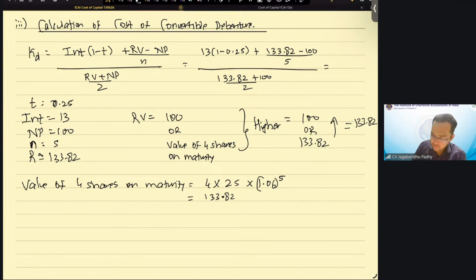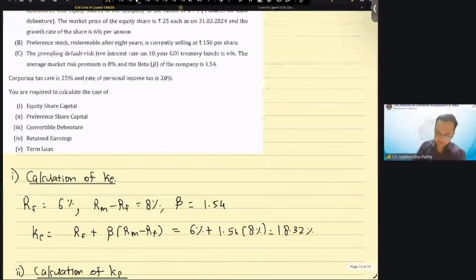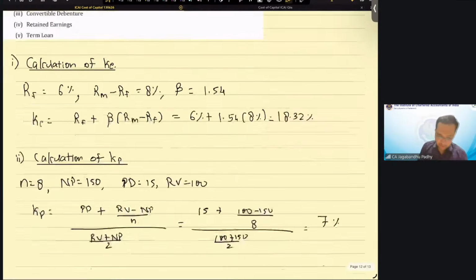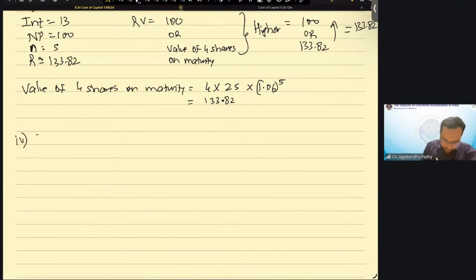What's this number? 14.13%. Perfect. So that's your cost of convertible debentures. Now, cost of retained earnings.